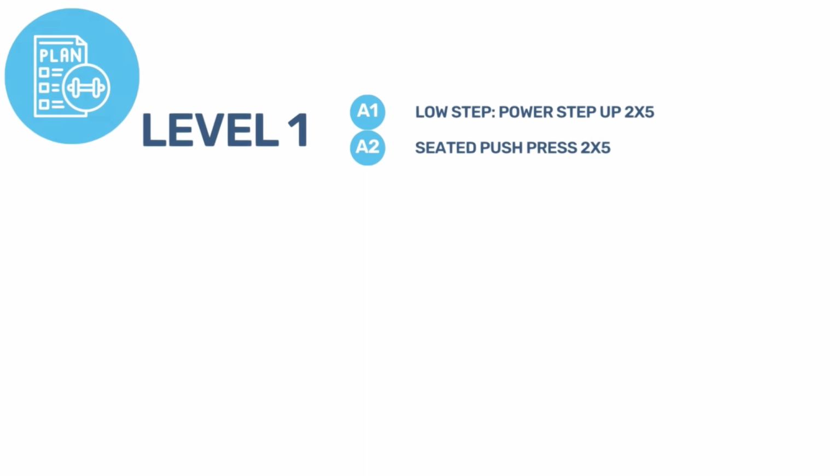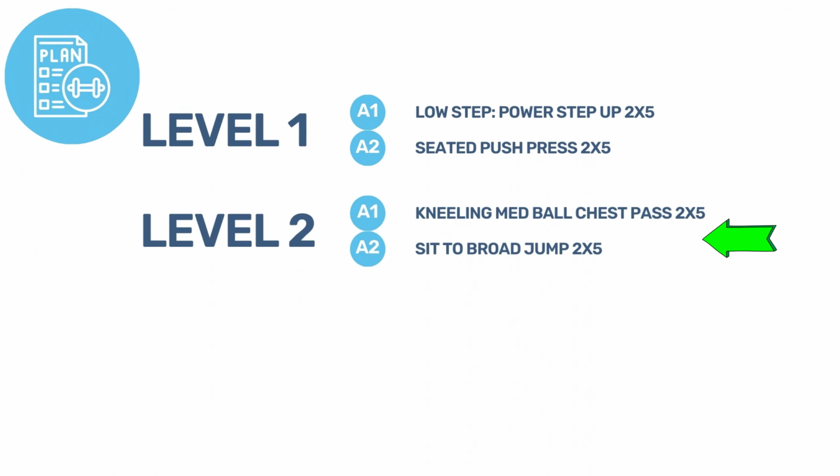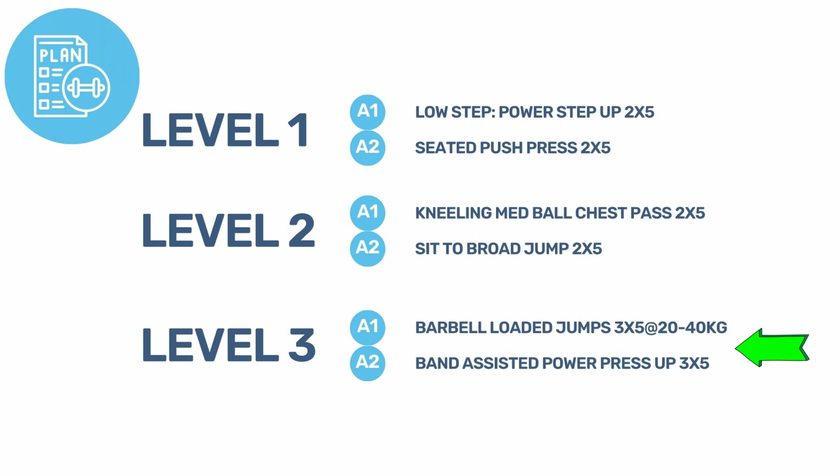An example of what these might look like in terms of an upper and lower superset for level 1 could be a low power step up and a seated push press, 5 reps of each, a couple of sets of those. For our level 2, we could do a kneeling ball chest pass, so thrown against the wall as a partner, and then pair that with a sit to broad jump. 2 sets of 5 again is plenty. For a more advanced category, we've got barbell loaded jumps, 20 to 40 kilos, and we've got band assisted power press up for sets of 5. This one going slightly longer, going for 3 rounds if they want to develop power further.